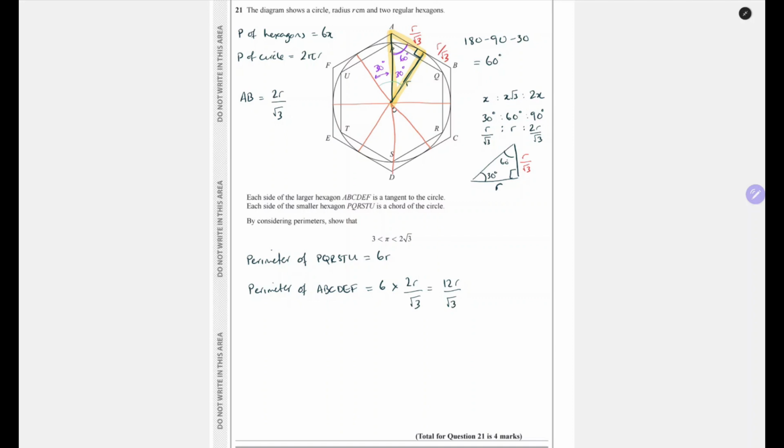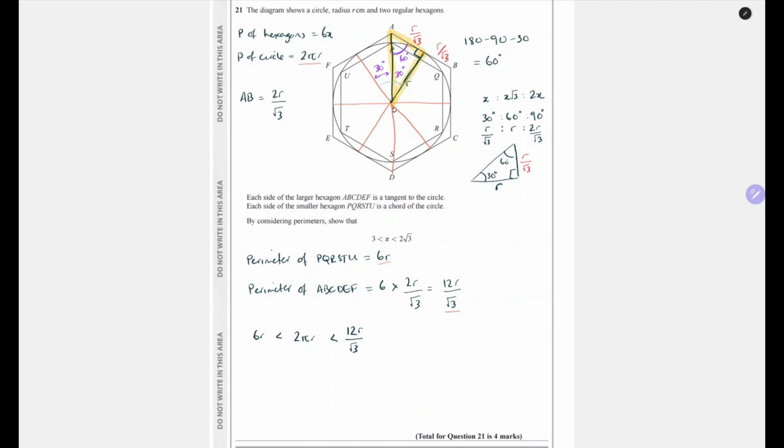And so we have three expressions: one for the perimeter of the circle, which is 2 pi r, one for the perimeter of the smaller hexagon, and one for the perimeter of the large hexagon. And so we can create this expression in terms of the sizes, which is the larger hexagon, 12r over root 3, which is greater than the perimeter of the circle, which is 2 pi r, and that is greater than the perimeter of the smaller hexagon, PQRSTU, which is 6r.